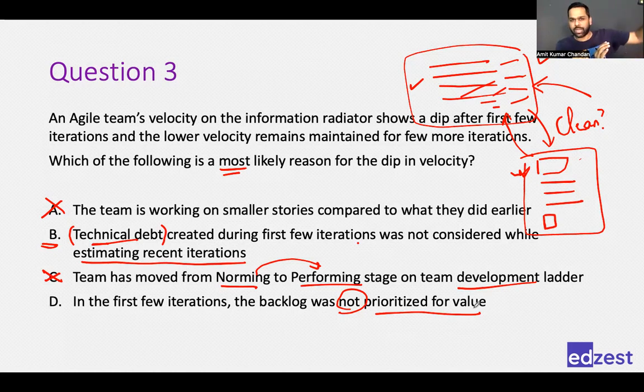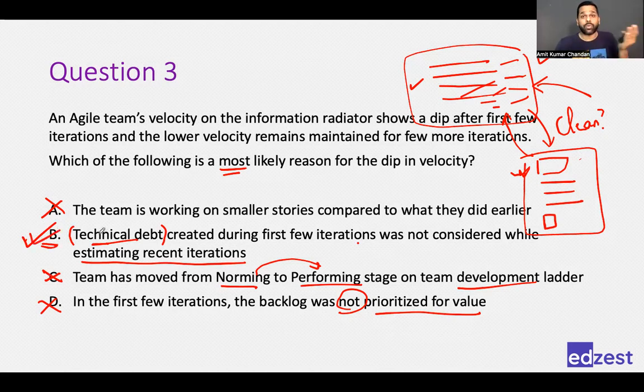Backlog should be prioritized for value, and it only tells us which user stories we should pick. It does not tell us how many we should pick. How many we'll come to know through story points. So value and story point have no connection. That's why we can eliminate this. So whatever option is left is B, which was the likely reason. And now because other options are not even likely, this becomes the most likely one.